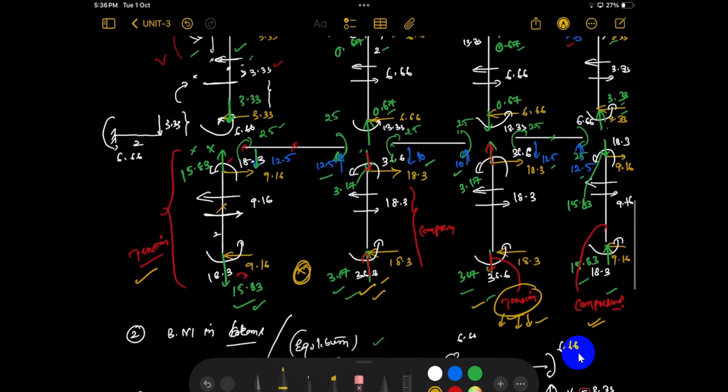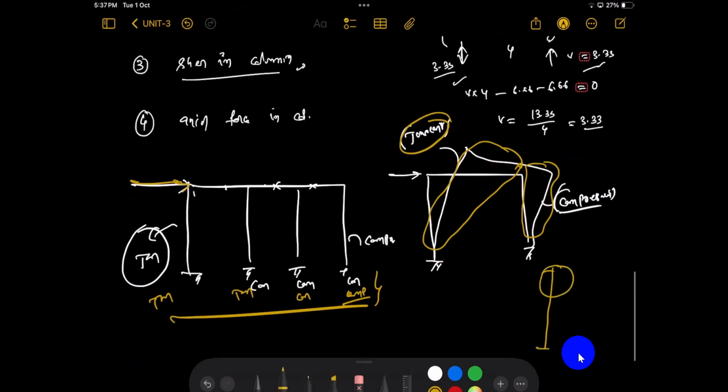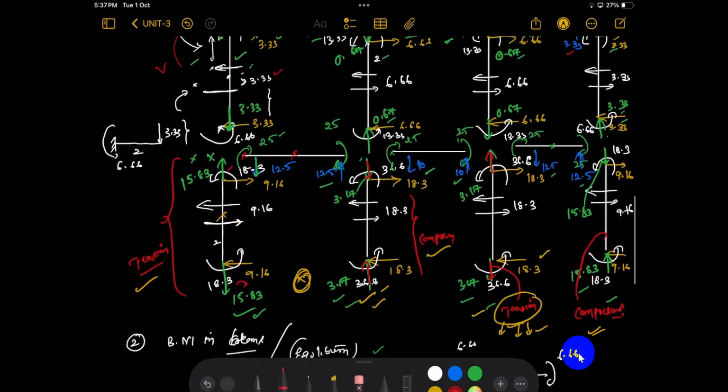Once it changes to compression, the next column also should be in compression. Just see this portion: somewhere at this point, this portion is in compression, this portion is in tension. We already explained this in the cantilever method. So some part is in compression, some part is in tension. But this part is in compression, this part is in tension, this part again compression, this part again tension. It's not possible.